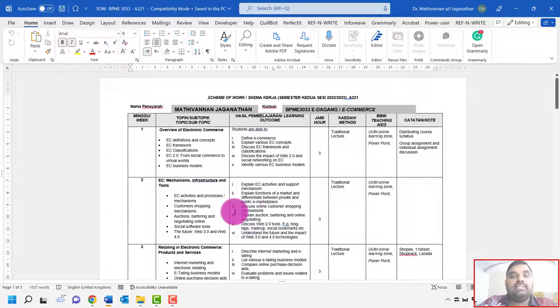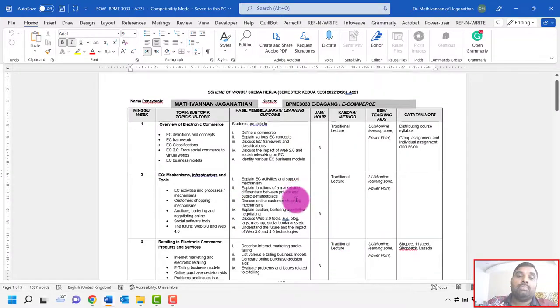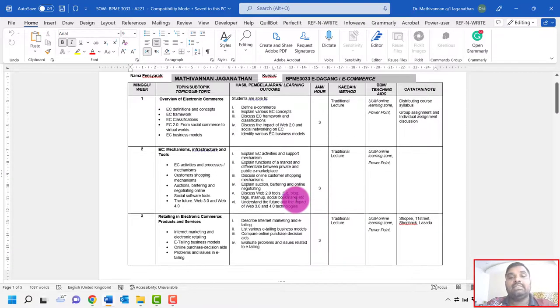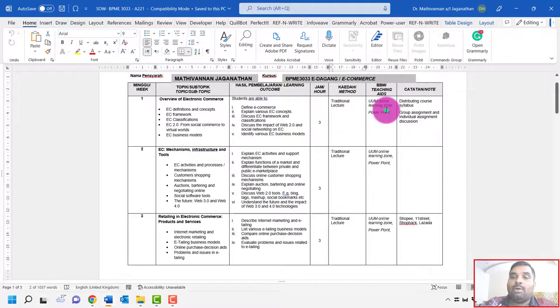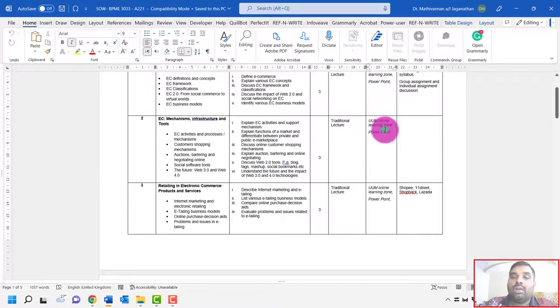So this is a scheme of work. Scheme of work means how I'm going to conduct the class. This is my document to be referred, and this is a dynamic document. I can change it accordingly. For example, chapter 1, what am I going to do? Week 1, I will distribute the course syllabus, group assignment, and so on. As I promised, I have delivered all of this. It's going to be a traditional lecture with PowerPoint, and UM online learning.